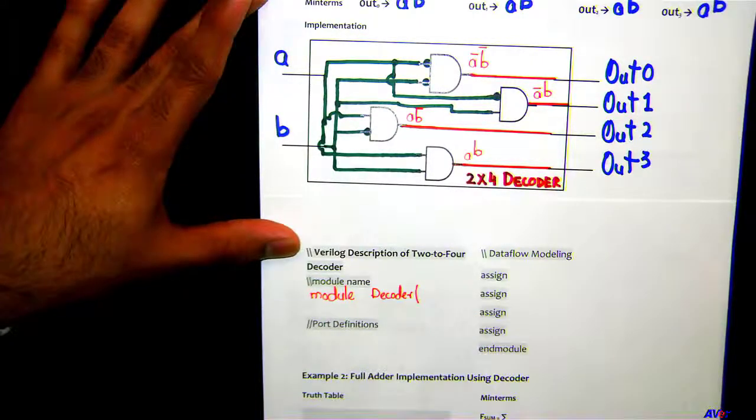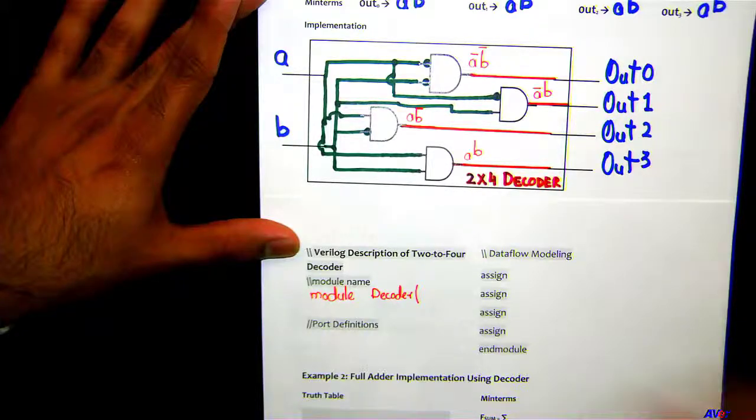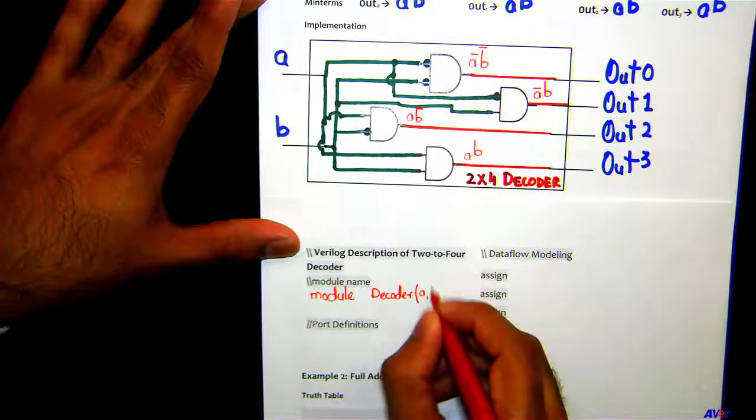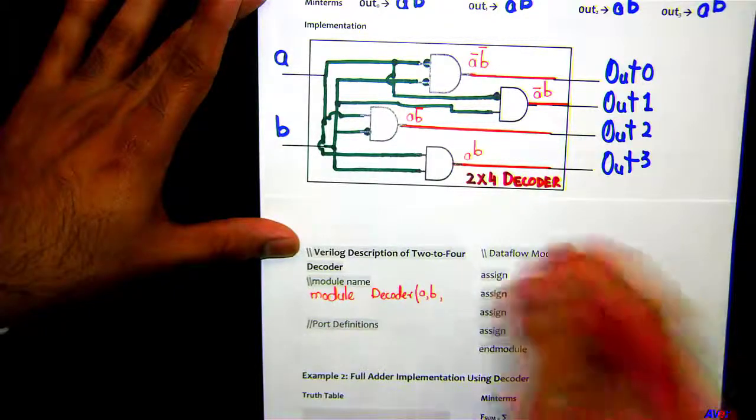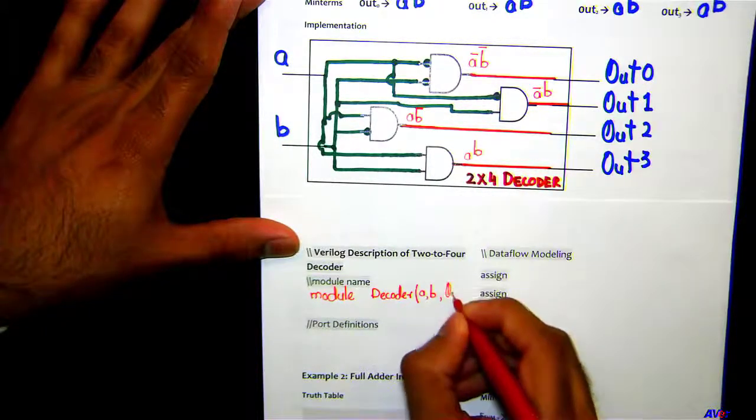Notice I got my inputs in the logic diagram in the implementation in green, and those are A and B. And then I got my outputs in red, those wires, which are out 1, out not, out 2, and out 3. So I'll just create an array for it. So I'll just say out.